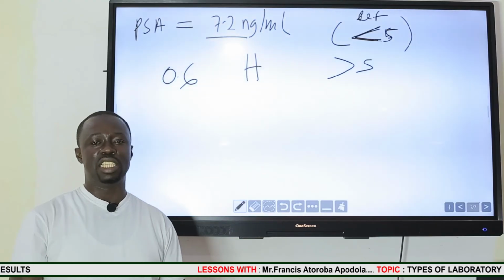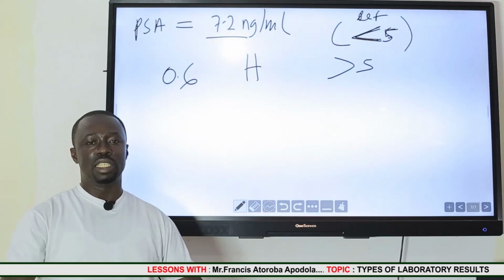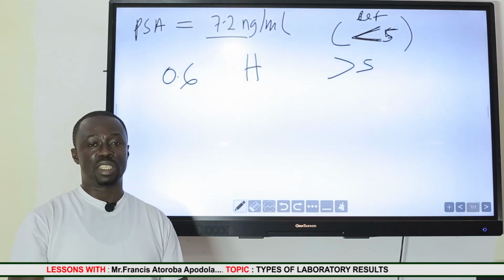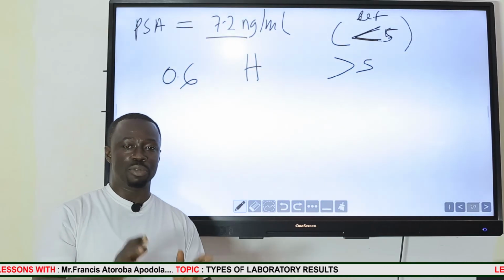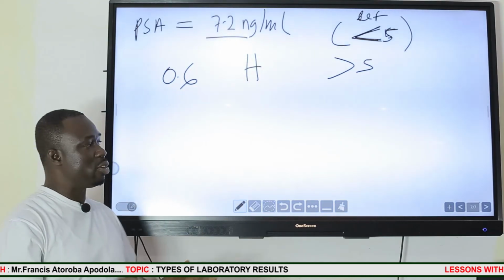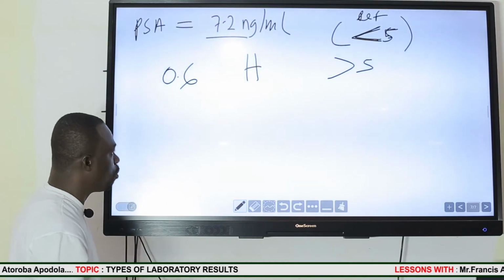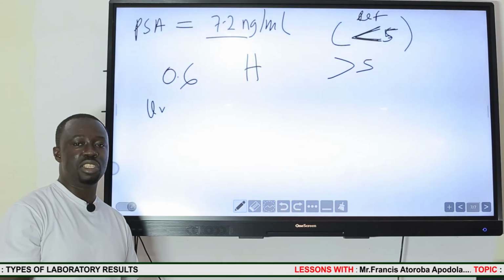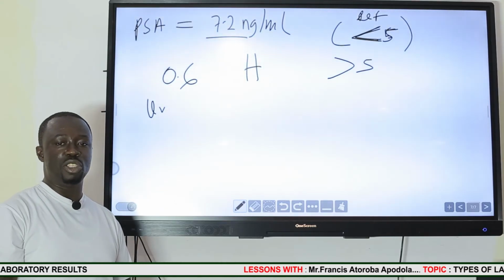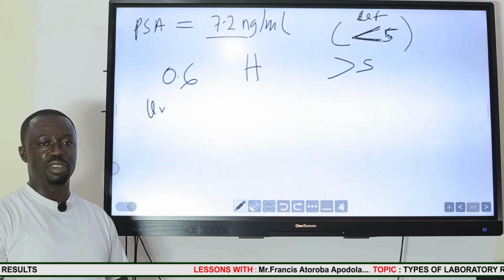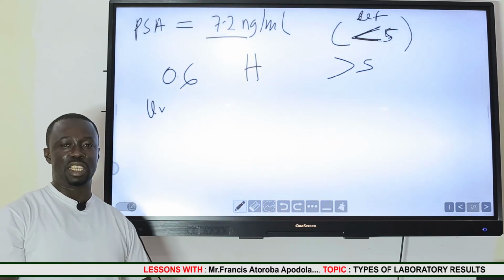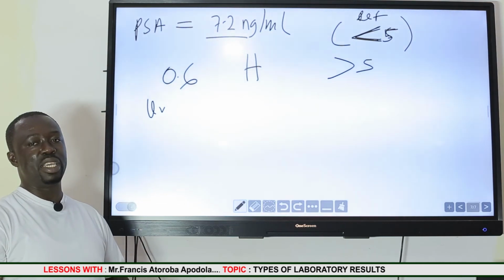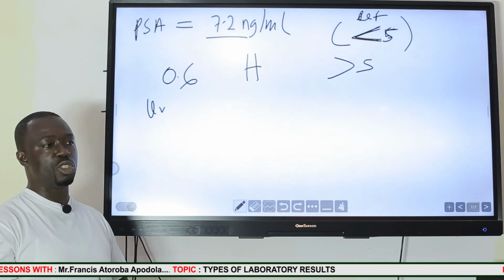Now, for all qualitative test results, results that are reported as either positive or negative, the reference range is negative. In other words, it means that we don't want the substance to be present at all. So for qualitative results, we report the reference range as negative. If you want to find out the reference range for proteins in urine, it is negative. The reference range for blood in urine is negative. That means that we are not expected to see proteins or blood in urine. The reference range for ketones is also supposed to be negative.